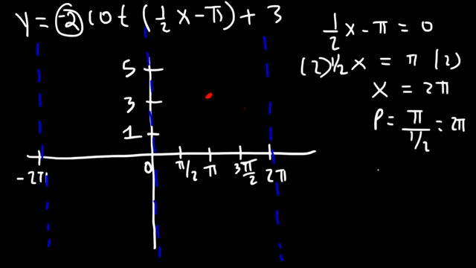At 3 pi over 2, it's either going to be at 1 or 5, depending on if it's an increasing or decreasing function. Positive cotangent is a decreasing function. So negative cotangent is like positive tangent. It's an increasing function. So at 3 pi over 2, it's going to be at 5, and at pi over 2, it's going to be at 1.